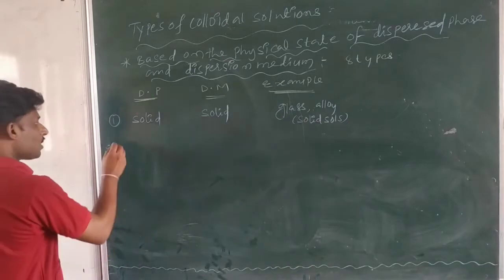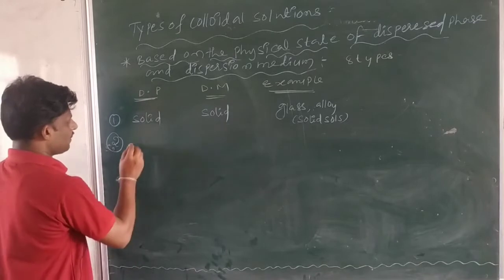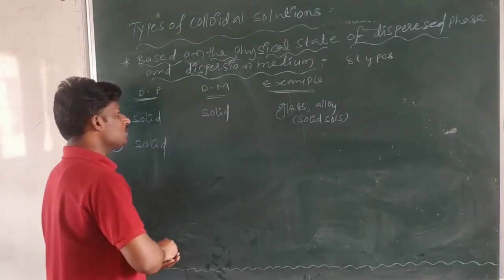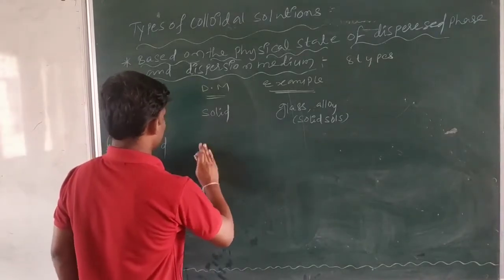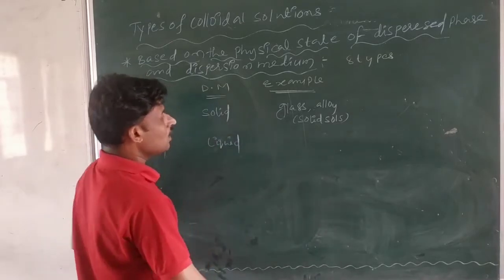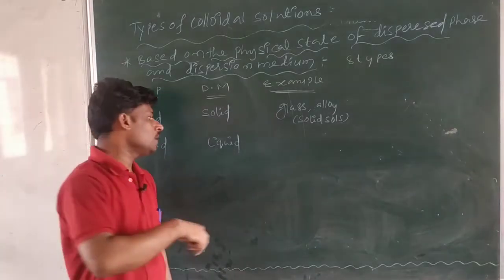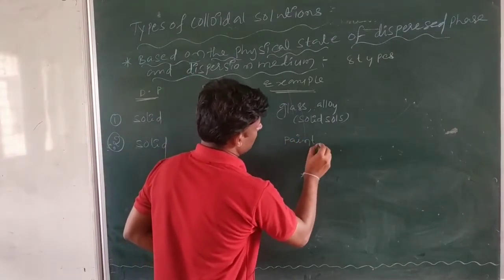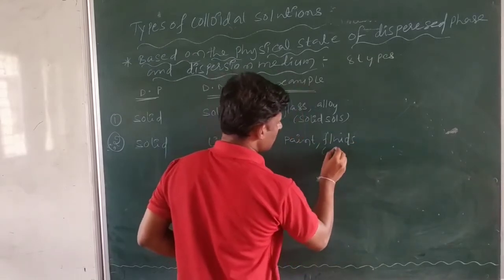Next, I am not changing the dispersed phase. It is solid only, but the dispersion medium is liquid. These are also called sols. In this case, examples are paints and fluids. These are also called sols.